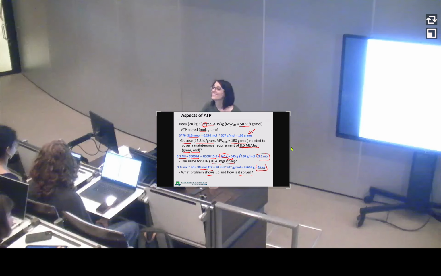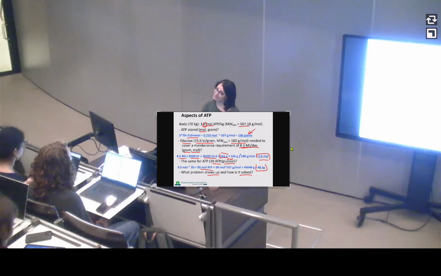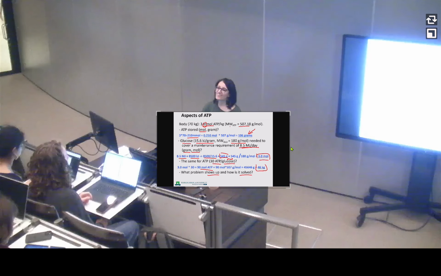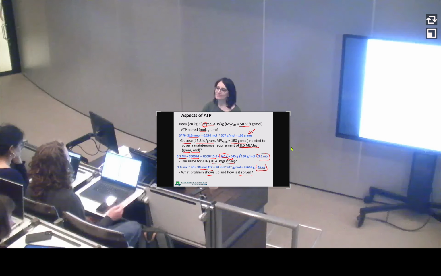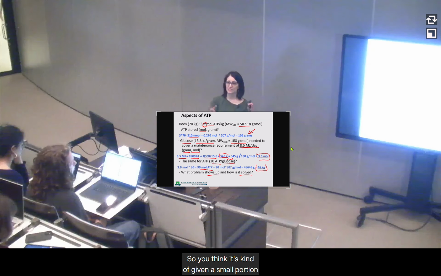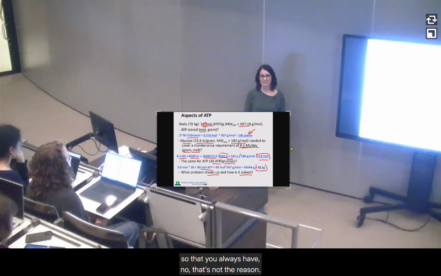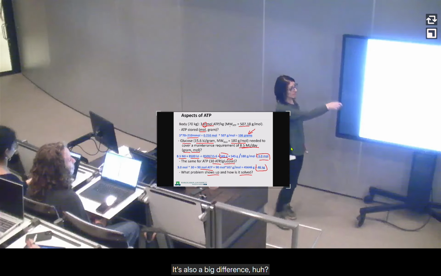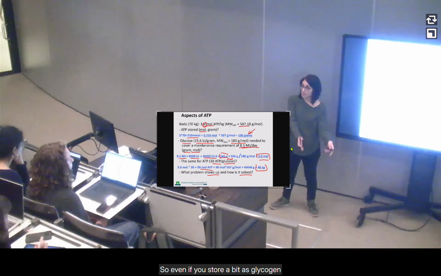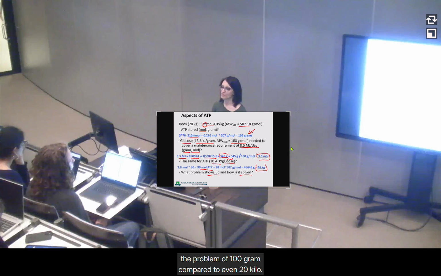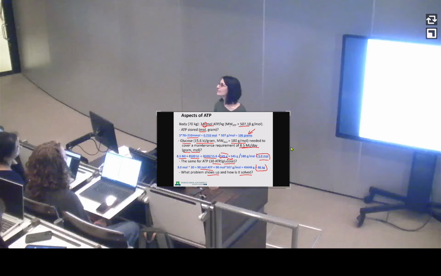Yeah, please go ahead. You use it? Part of it? And you store the glucose first, I assume, and then the ATP is made throughout the day so that it doesn't all have to be stored at once? So you think it's given in small portions so that you always have some? No, that's not the reason. It's also a big difference. So even if you store a bit as glycogen or as fat or whatever, it still doesn't solve the problem of 100 gram compared to even 20 kilo.